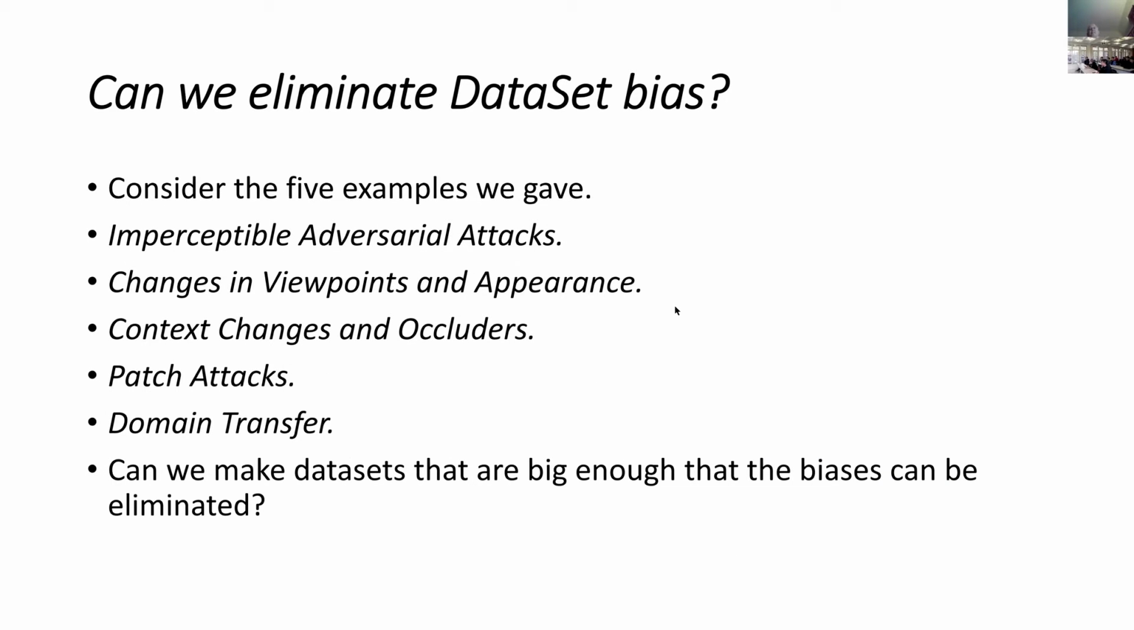So data sets are going to be biased. And can we eliminate this type of data set bias? I'll just ask you to think about trying to do it for the problems that I mentioned: imperceptible adversarial attacks, changes in viewpoint and appearance, all these other ones. Can we eliminate data set bias by making the data sets big enough so that there were no biases? In which case we could train the algorithm on a balanced annotated data set and then test it, and that would give us reliable performance.